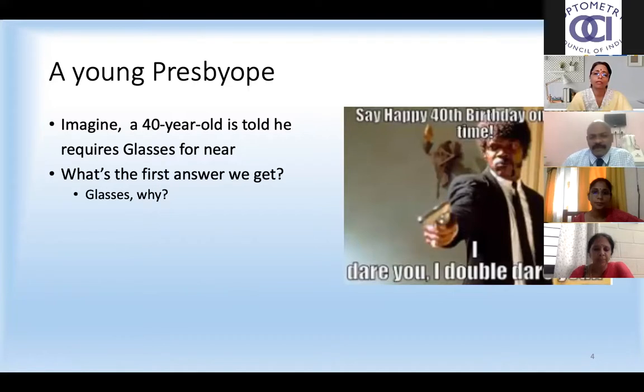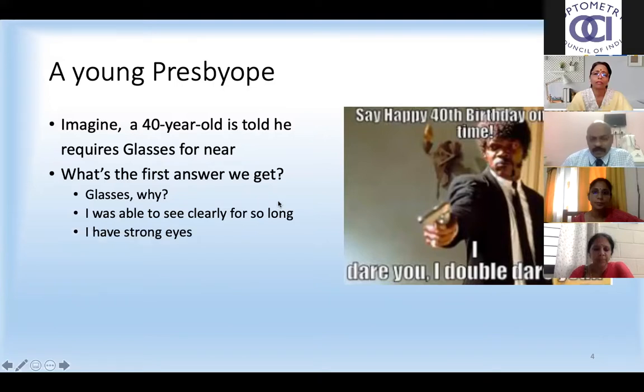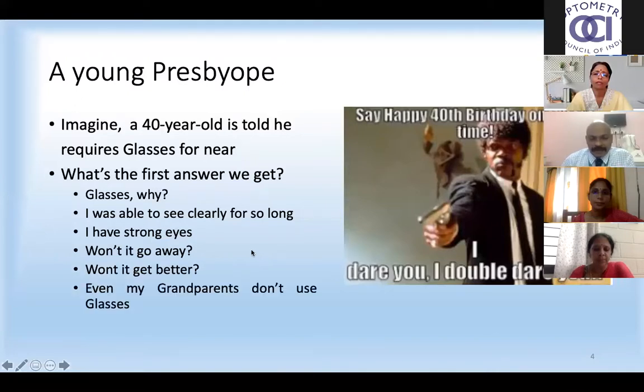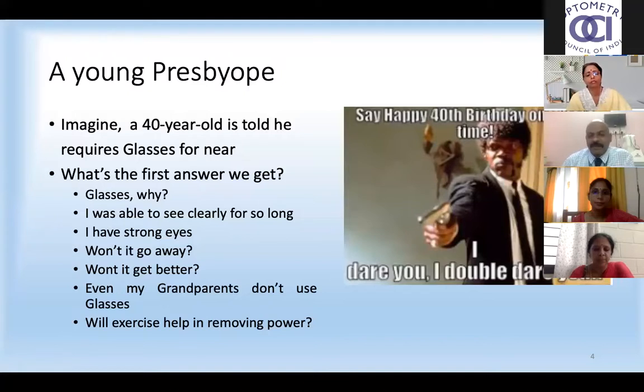Something like, why do I require glasses? I was able to see clearly for so long. Why am I not able to see now? I had strong eyes, I still have strong eyes, but why am I not able to see close objects? Won't it go away? Will it get better? They relate to their grandparents who maybe didn't use glasses. Even my grandparents don't use glasses. Or sometimes they even ask, will exercise help in removing power?